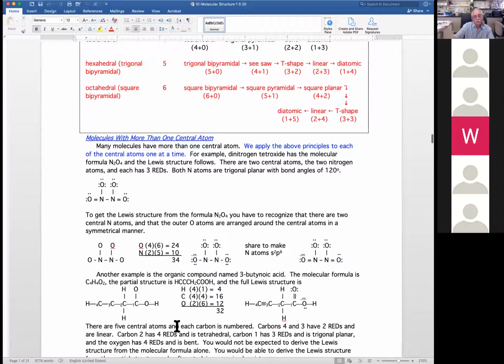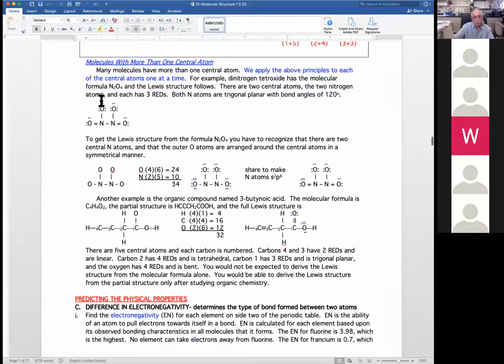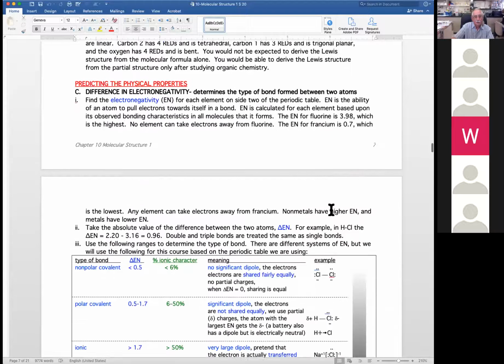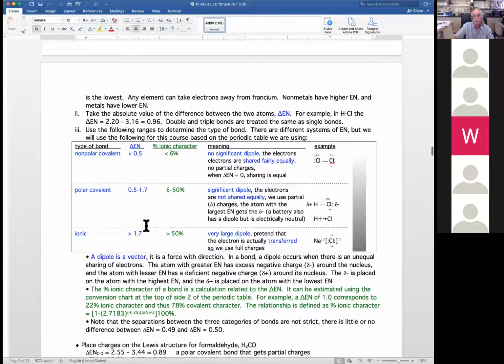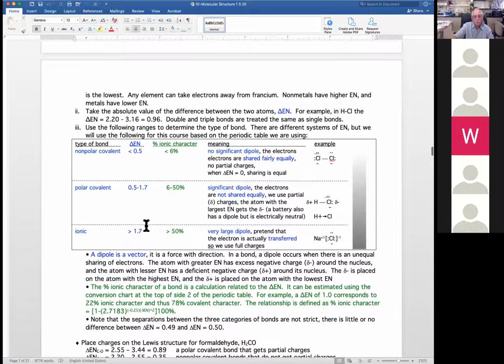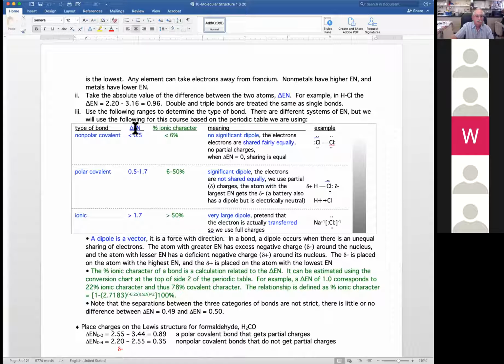And then we learned that we could apply these same principles to more complex molecules, right? And then here's the difference in electronegativity that provides for the three categories of bonds. So what you should remember is 0.5, 1.7. Everything else is polar. And if it's polar, what do you do? You put partial charges on it. And that's how you get the dipoles.